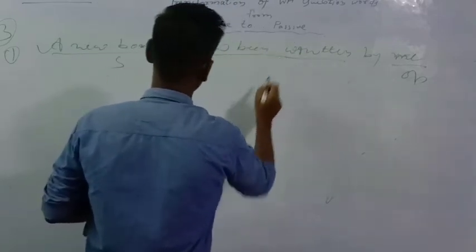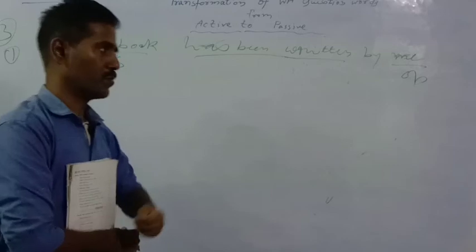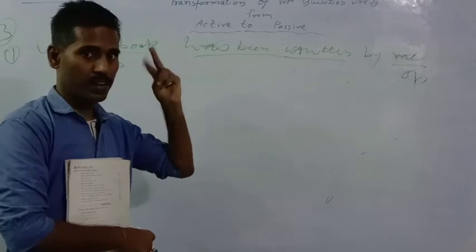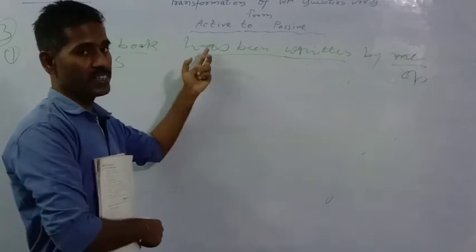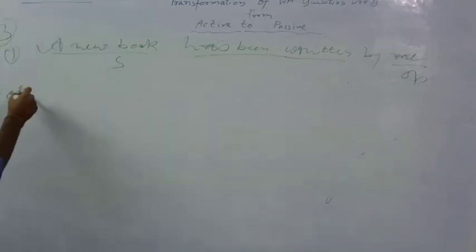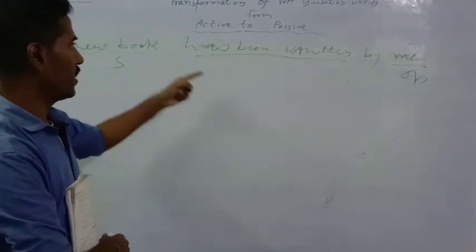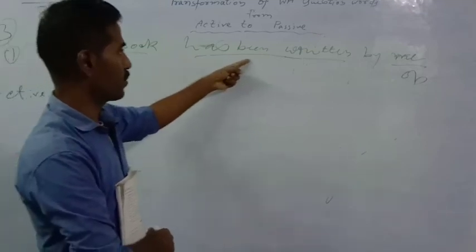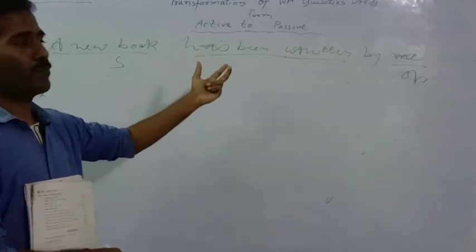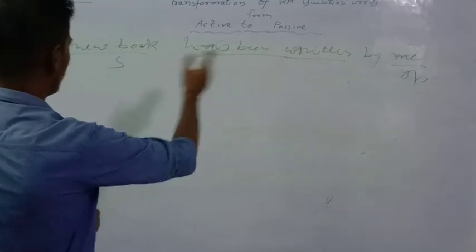Okay, since what is there? Has been. We know if there is has or have in active, in passive it becomes have been or has been. Since it is has been, that means in active voice it was either have or has. Remember like this. Since there is has been, it is passive. Now we are turning it into active. A new book has been written by me. This is passive. Getting me?